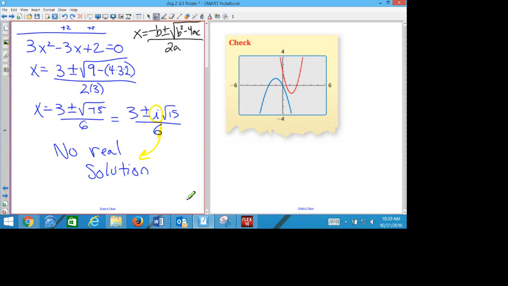Could we have just done the discriminant? Well, yeah. I mean, by the time you do that, you would have already done it quicker. Yeah, I just always do the whole thing. But yeah, definitely.